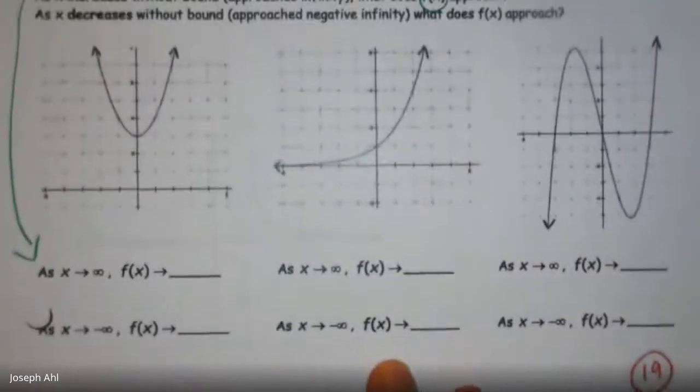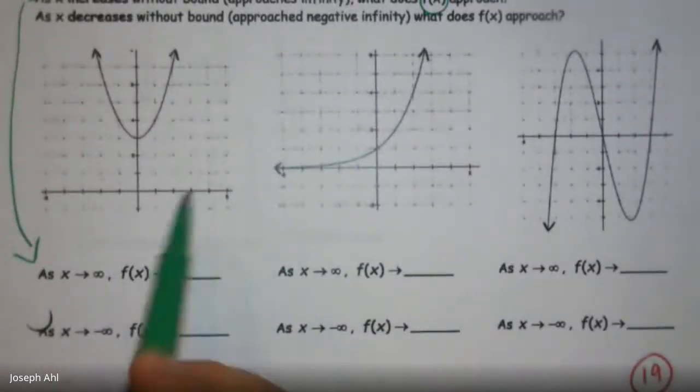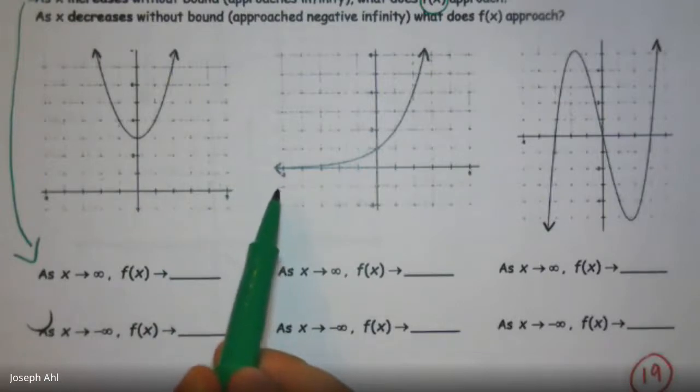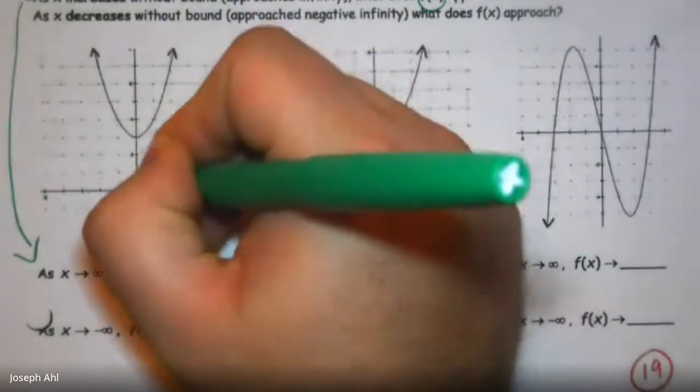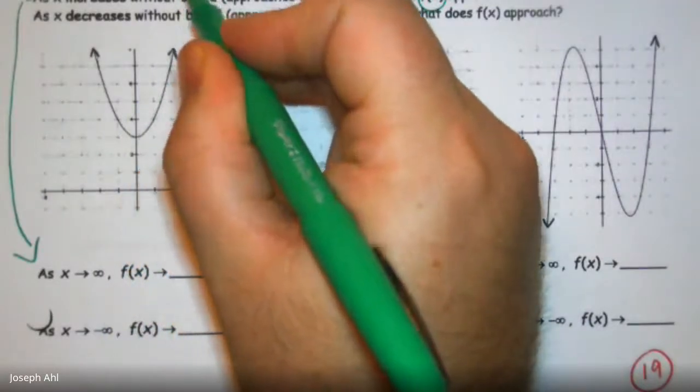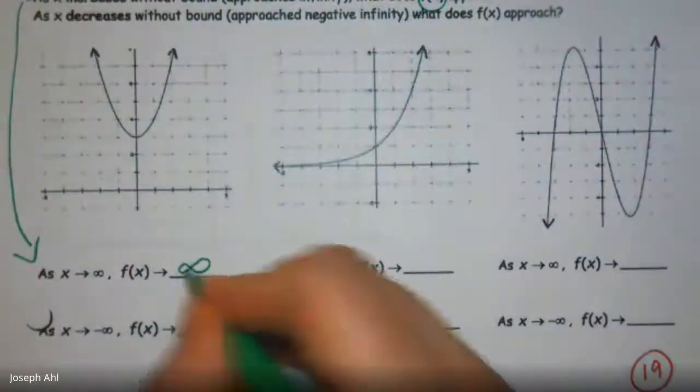Let's look at it for the first example here. When I say as x goes to infinity, I'm talking about as we go to the right side forever and ever. What are the y values doing? Well, as we go to the right, this graph is heading up forever and ever. So f of x is also approaching positive infinity.